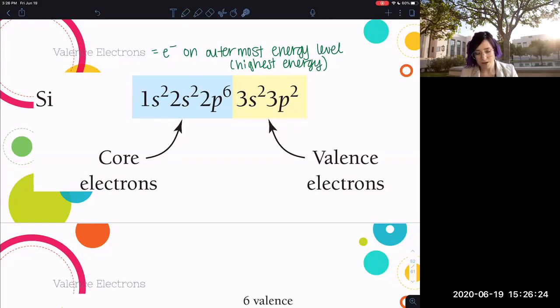But notice how I can tell this. I have three different energy levels. I have 1, 2, and 3. What is the highest energy level available? 3. How many electrons are in the 3 total? 2 here, 2 here, 4 valence electrons. So you just count up the total in the highest available energy level.